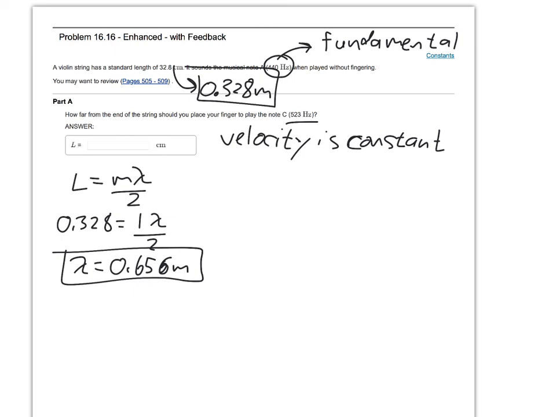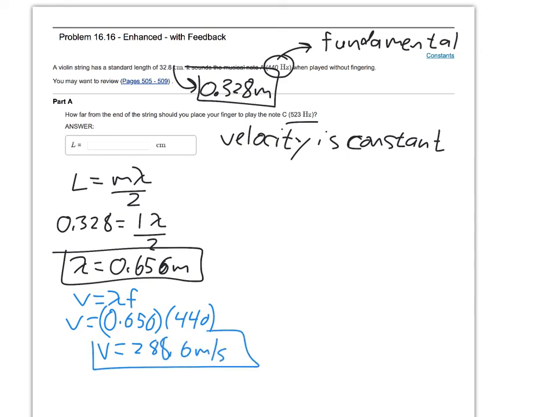Okay, I can now take that and I can solve for my velocity because I know my frequency here. So I can say that velocity equals wavelength times frequency, 0.656 times my frequency of 440 hertz. And so I get a velocity for this wave of 288.6 meters per second.